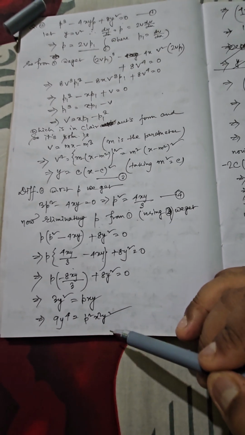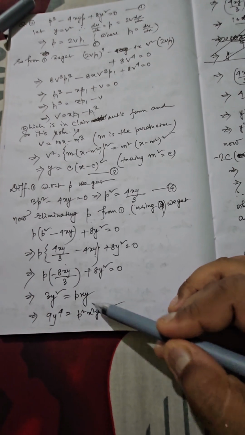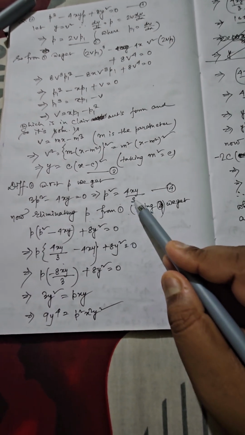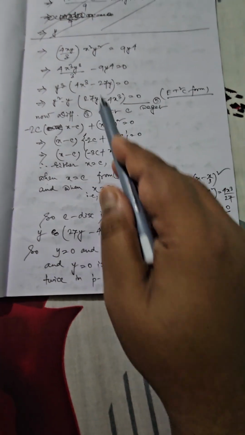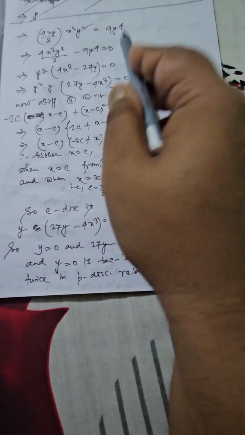Just take the square on either side. Now whenever you are taking the square, again you can see p square will appear. Now p square will be replaced by 4xy by 3. So that's why in the next part you can see 4xy by 3 x square y square, that is equal to 9y to the power 4.